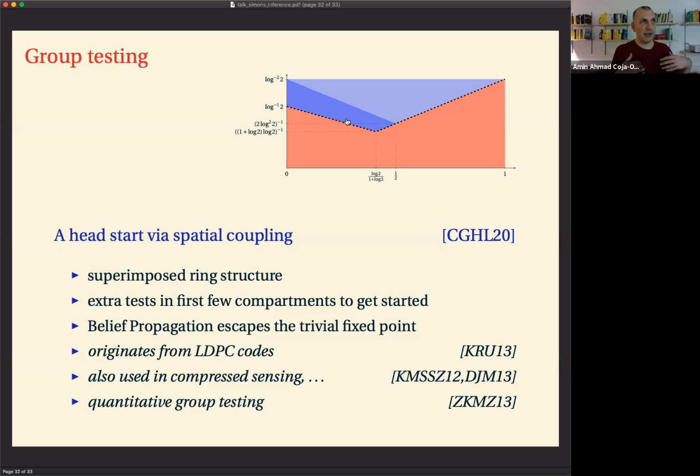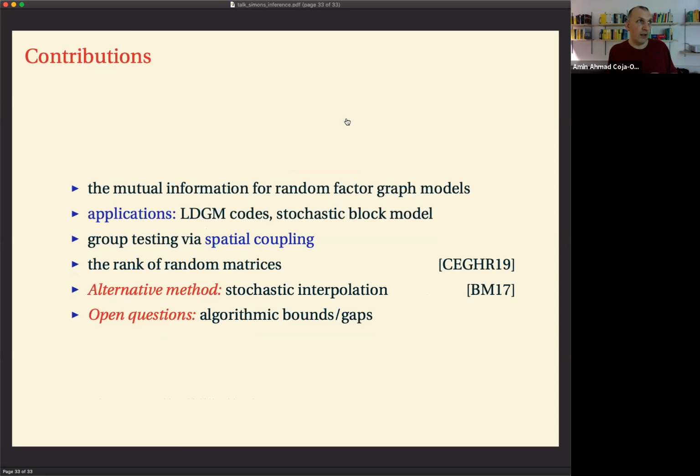So in this case, we can kind of close the book and say, well, okay, there's this Kesten-Stigum kind of behavior, and we can analyze belief propagation on the spatially coupled ensemble and prove that it completely solves the problem to optimality. Okay, so that's my last slide.